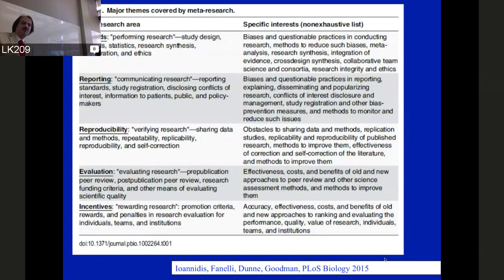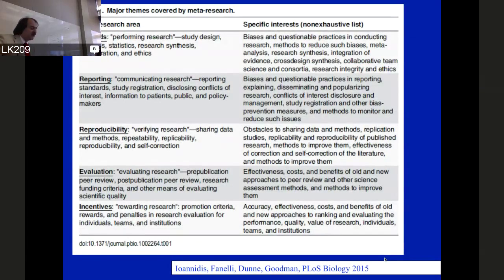Cross-design synthesis, collaborative team science, consortia, how do you build those? Not necessarily focused on the specific focused question that each one of these teams or consortia would have, but how do they function best? How are they going to answer not just one question, but multiple questions in the most efficient way? And research integrity and ethics.